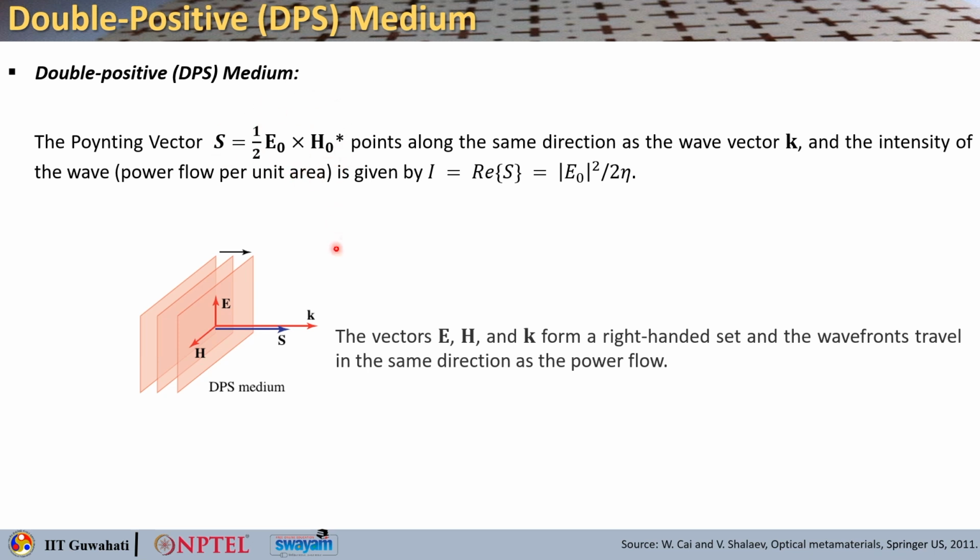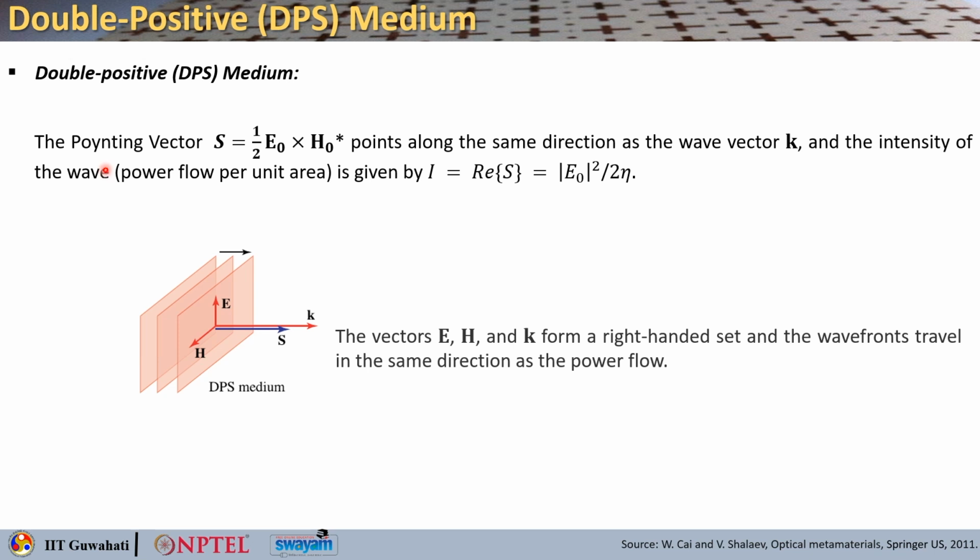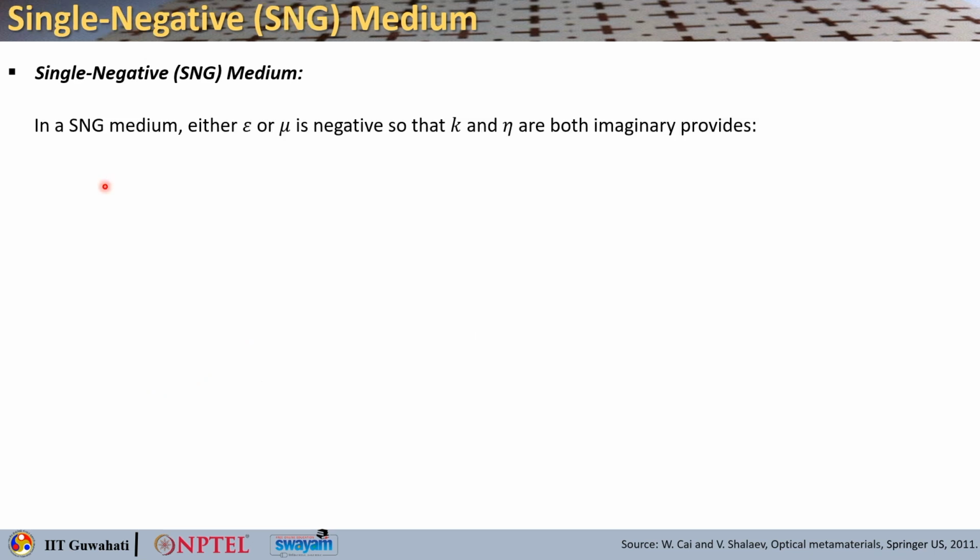So, if you calculate this, that basically points in the same direction as the wave vector k. And the intensity of the wave, that is basically the power flow per unit area, will be given as I, which is nothing but the real part of the Poynting vector S, and that can be calculated as modulus of E naught square, that is the electric field magnitude square, divided by 2 eta. Now, let us look into the simplest medium, the double positive medium, which we encounter very closely every day because these are the ordinary dielectric media.